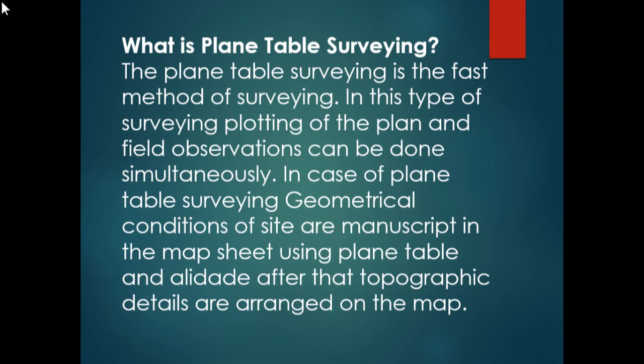Did you know what is plain table surveying? Plain table surveying is the fast method of surveying. In this type of surveying, plotting of the plan and field observation can be done simultaneously. In plain table surveying, the geometrical conditions of the site are plotted on the map sheet using the plain table, and after that the details are arranged on the map.